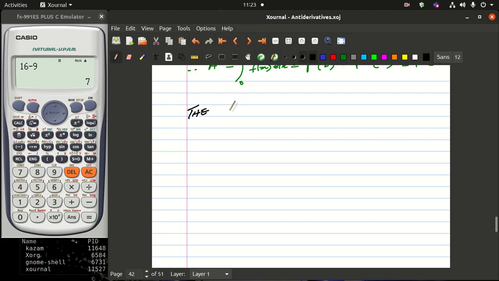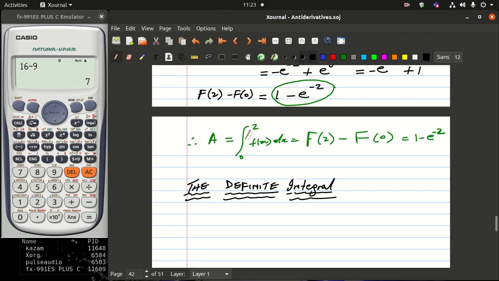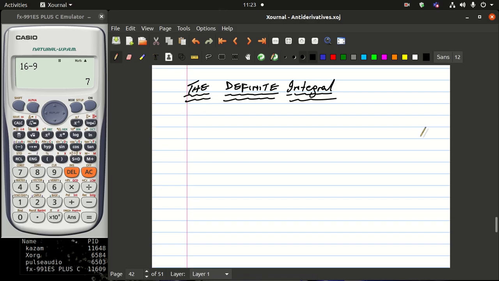Let me write it here. The definite integral. What is a definite integral? I'm just going to give you a definition here. Maybe you will be able to see it. I just told you that the area is the same as this thing, and also the same as that, and the same as that. That is actually the area, and you know how to find it. Let's start with a definition.